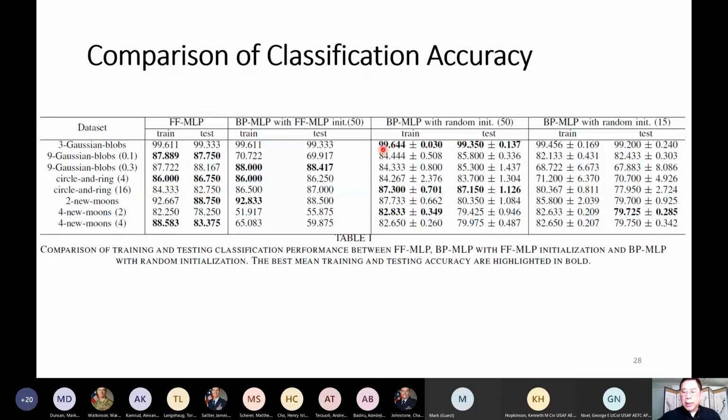Here I want to show you the classification accuracy. There are different examples, and the boldface is the best performance. So the V4 MLP, in most cases, gives very nice results, and even in the others it is very close. So with the V4 MLP, the classification accuracy is really quite good. You don't need to do the backward propagation.